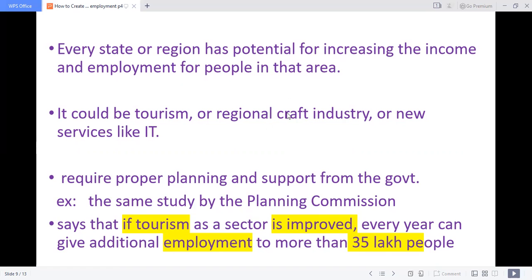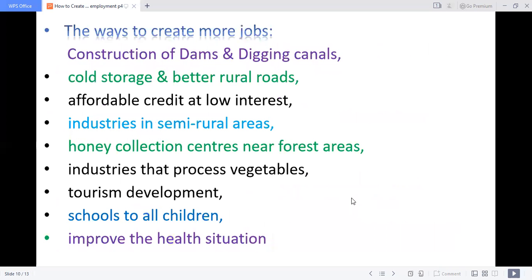If you go to Jammu Kashmir, a large amount of wool is available, and in West Bengal, you will find many jute bag industries. Shawl and sweater industries can be set up, and new services like IT. So not only tourism, the regional craft industry also improves employment opportunities. There are many ways to improve employment opportunities.